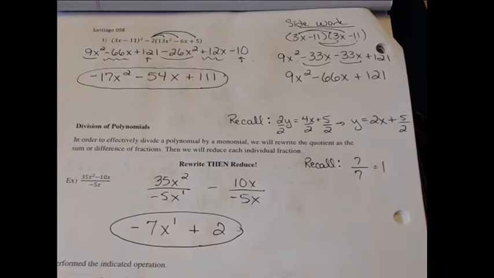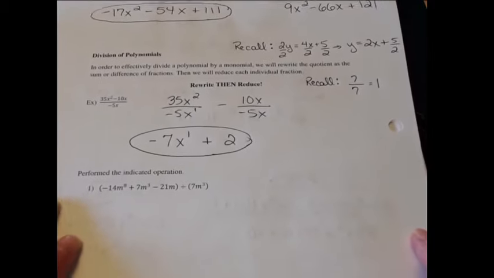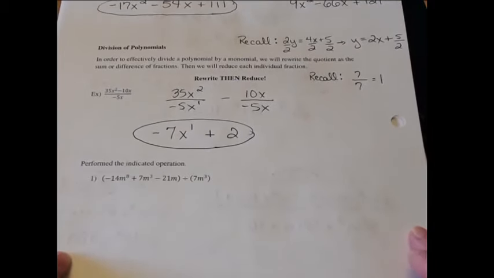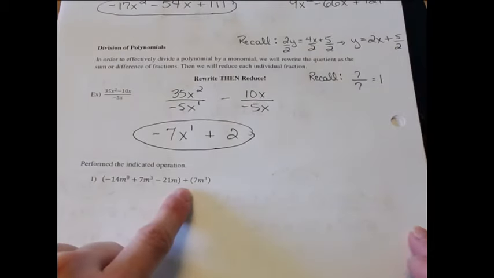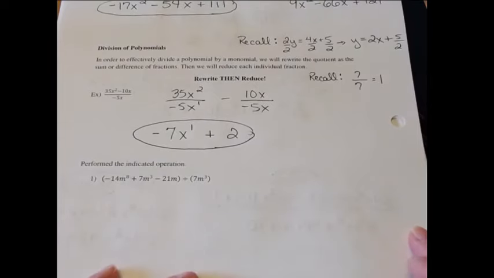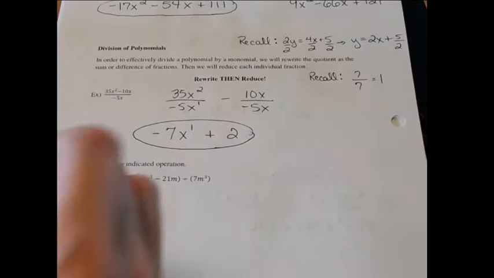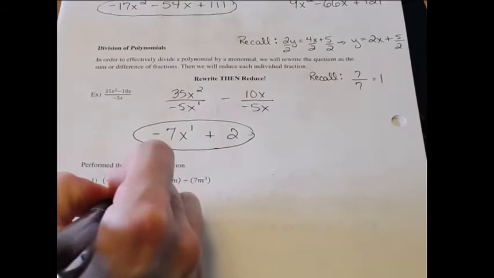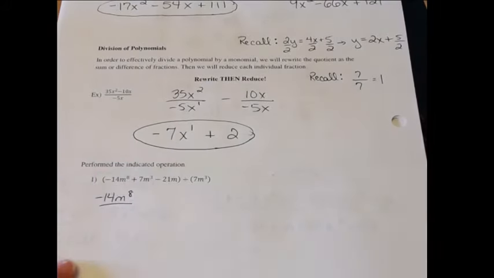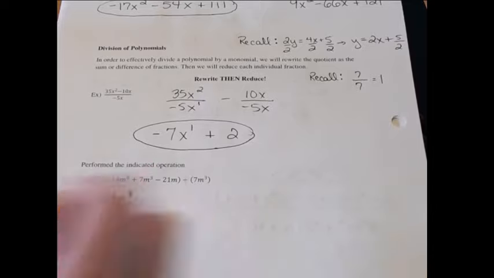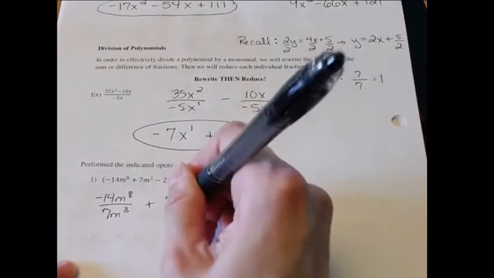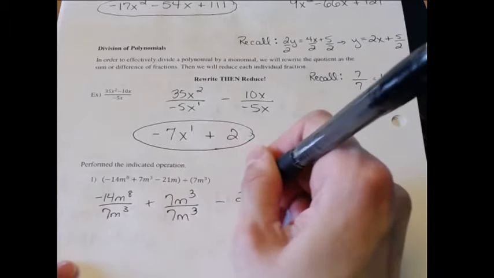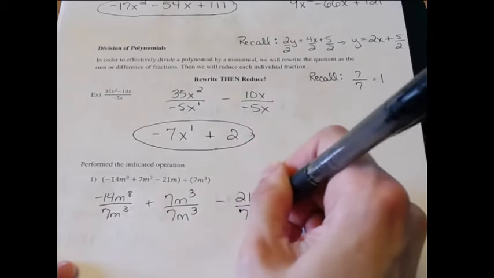All right. Let's take a look at number 1. Perform the indicated operation. The indicated operation in this case is definitely and clearly division. So what I'd like us to do is rewrite, then reduce. So we're going to rewrite as negative 14m to the 8th over 7m to the 3rd, positive 7m to the 3rd over 7m to the 3rd, minus 21m over 7m to the 3rd.